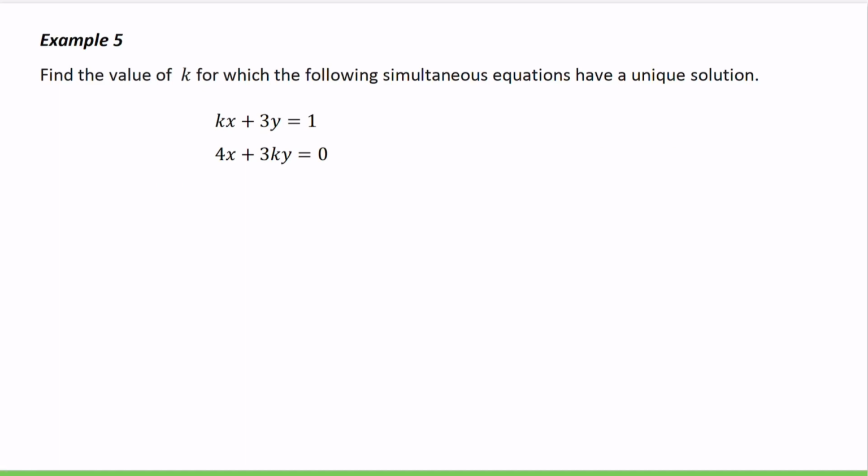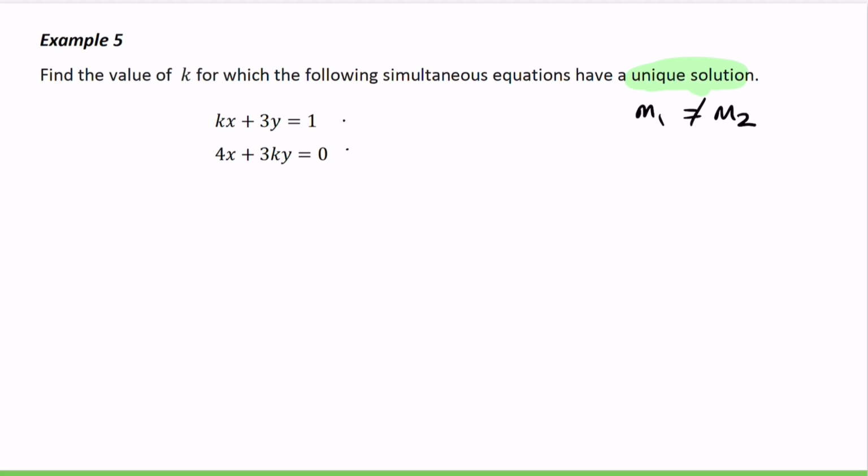Well, these are very popular types of multiple choice questions in your exam, like this one. Example 5, find the value of k for which the following simultaneous equations have a unique solution. And a unique solution means that they need to have different gradients. So the gradient of our first equation must not be the same as our second equation. Now we have two equations over here. Our aim is simple. We need to find a value of k which means that the two gradients are going to be different.